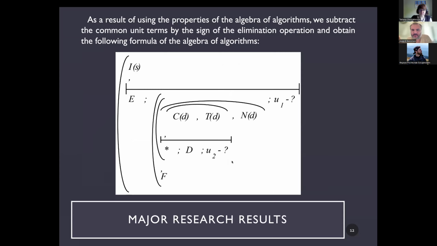The next step was modeling the main stages of the system operation using the algebra of algorithms apparatus. As a result of using the properties of the algebra, we subtract the common unit in terms by the sign of the elimination operation and obtain the following formula of the algebra of algorithms.